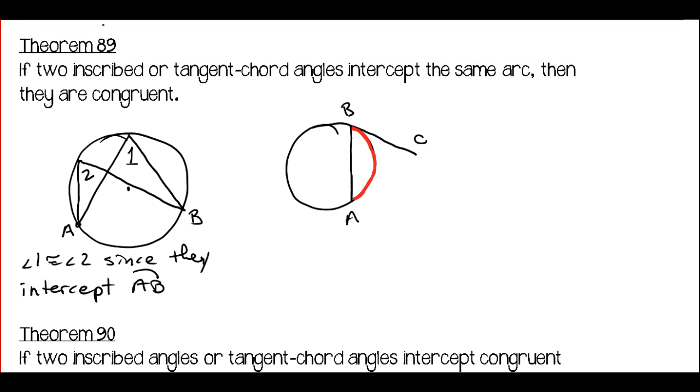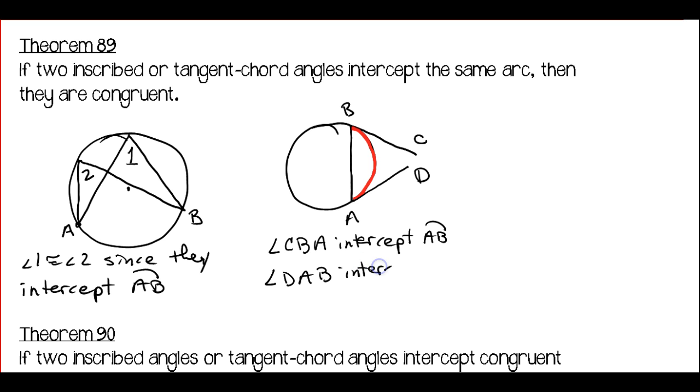Now if I draw another tangent chord angle using the same chord, I'm going to draw another tangent over here. We'll call that D. I've got angle CBA, which intercepts arc AB, and I've also got angle DAB, which intercepts arc AB. Since they intercept the same arc, angle CBA is congruent to angle DAB.